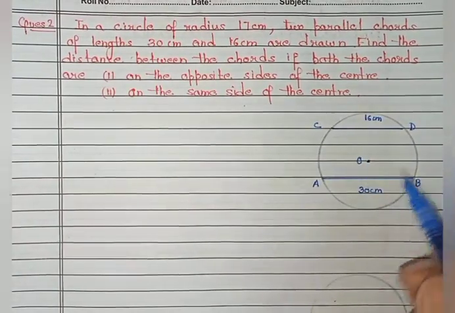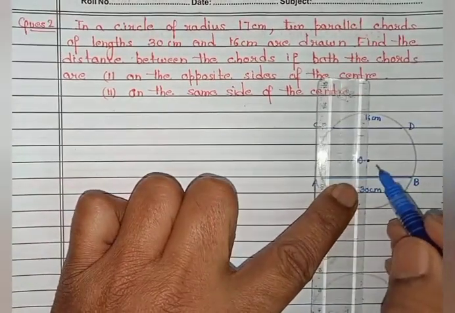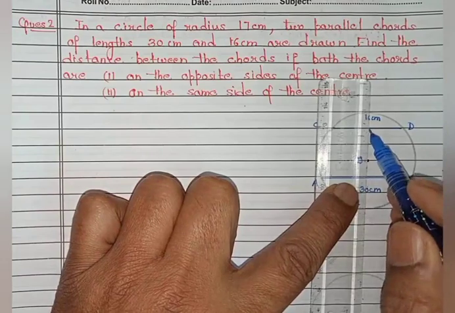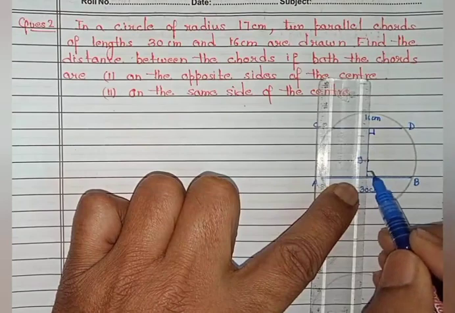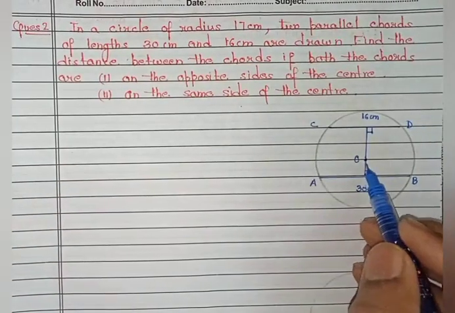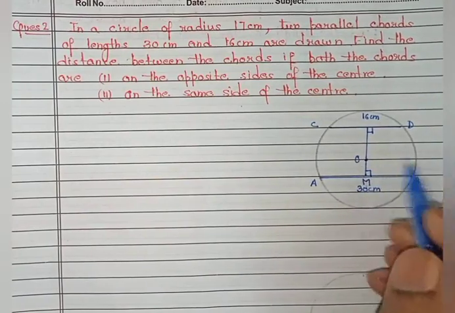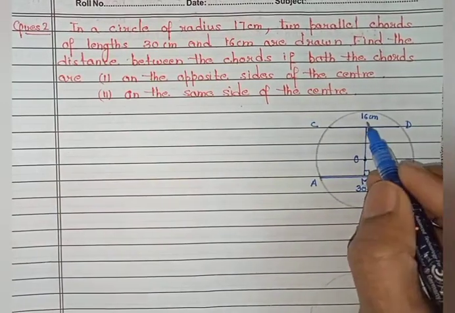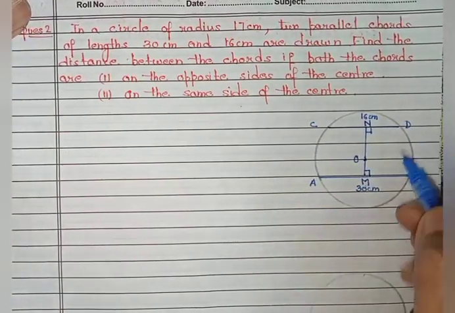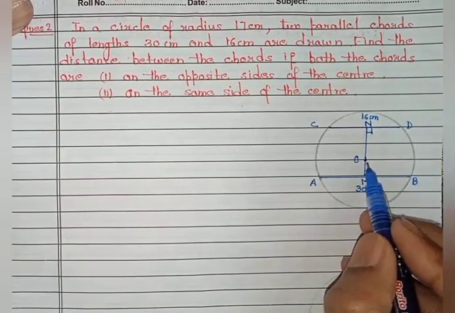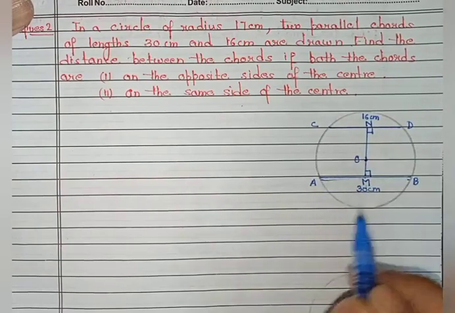Now the question says you have to find the distance between these two chords. So what we will do, from the center here, we will draw perpendicular on both the chords. Let the perpendicular on the first chord AB be named as OM, and the perpendicular on the second chord be named as ON. Now you must be knowing the theorem that whenever we drop a perpendicular from the center onto the chord, it always bisects the chord.